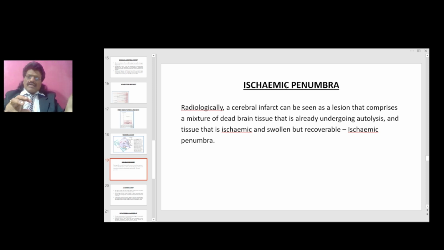And the third zone is the normal area. So this is the ischemic penumbra, where there is ischemia but it is still in a reversible state. That is the ischemic penumbra. So in thrombolysis, we target this ischemic penumbra.